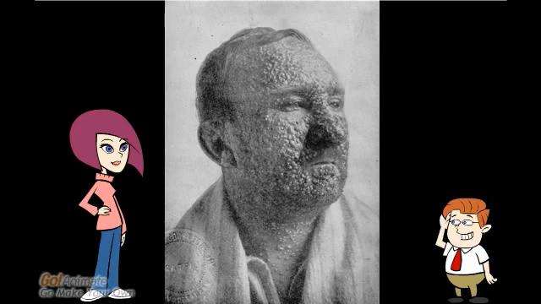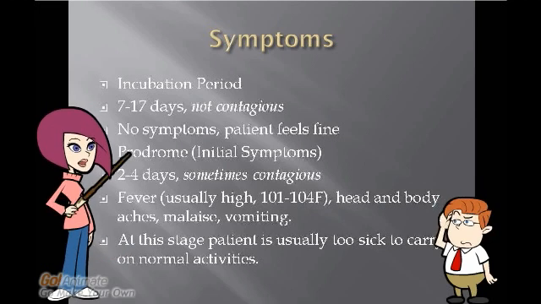Gee, that sounds scary. But what does it actually do to you? Good question. Symptoms usually start with an incubation period of 7 to 17 days, which has no symptoms and is usually not contagious. The prodrome, or initial symptom stage, lasts 2 to 4 days and is sometimes contagious, with a high fever, head and body aches, malaise, and vomiting.